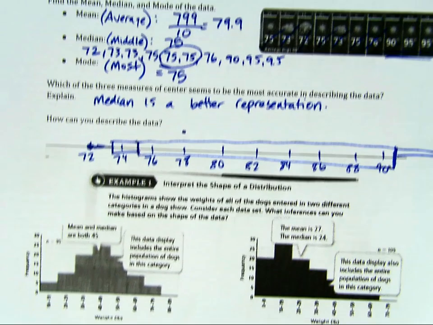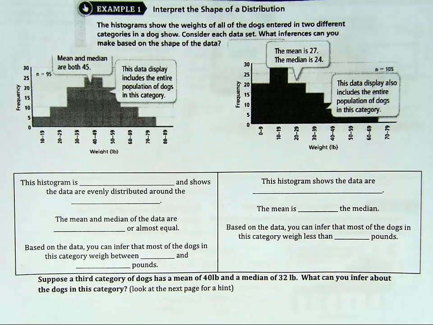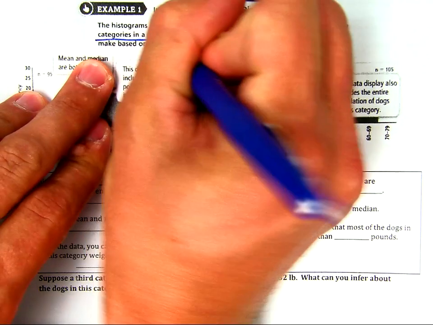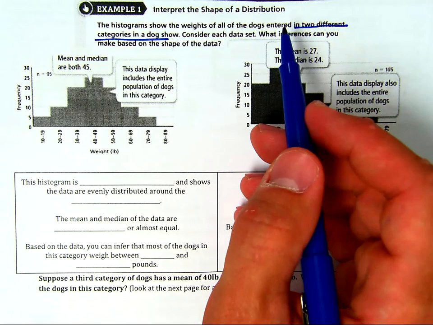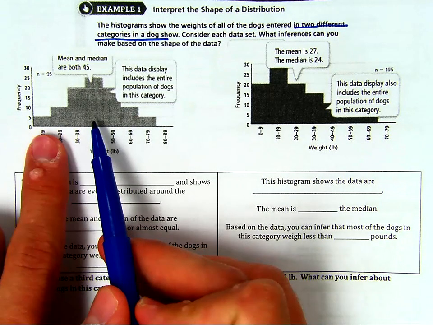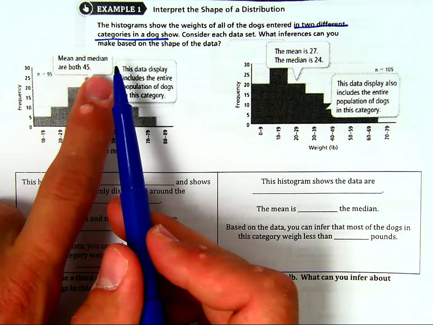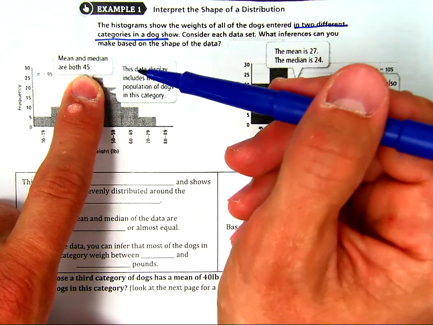So now we're going to take a look at example 1 and look at, once we have these histograms here, how we can interpret that data. For example 1, we've got a histogram that shows the weights of all of the dogs entered into 2 different categories in a dog show. We're going to consider each set and see what kind of inferences we can make. Notice right here we've got a histogram where the majority of the dogs are in this middle range. They've already interpreted this to say that the mean and the median are both 45, so the average and the middle number are the same.